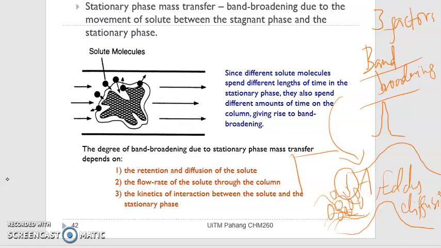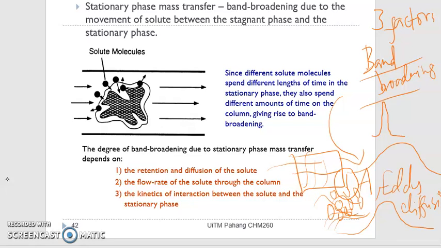Dia retain lama sangat tak boleh. Dia reach equilibrium, dia boleh kena gerak. Diffusion kena cepat supaya bila mobile phase sudah gerak, dia dah tak tertinggal dalam stationary phase. Dia bergerak sama dengan mobile phase. And then the flow rate of the solute through the column. So the flow rate mesti optimum flow rate. Maksud dia tak boleh terlampau laju, tak boleh terlampau slow. Dia kena optimum. Elok je reach equilibrium, dia bawa ke depan.